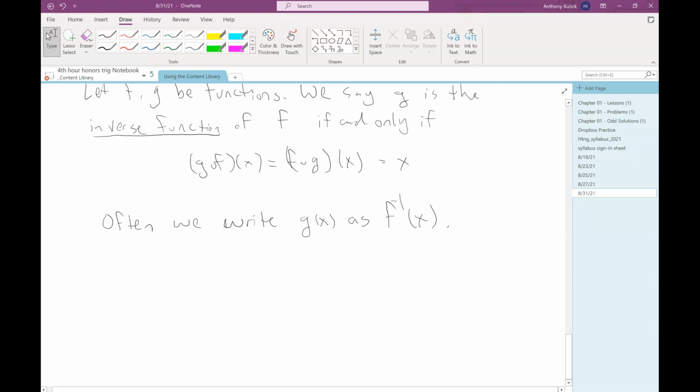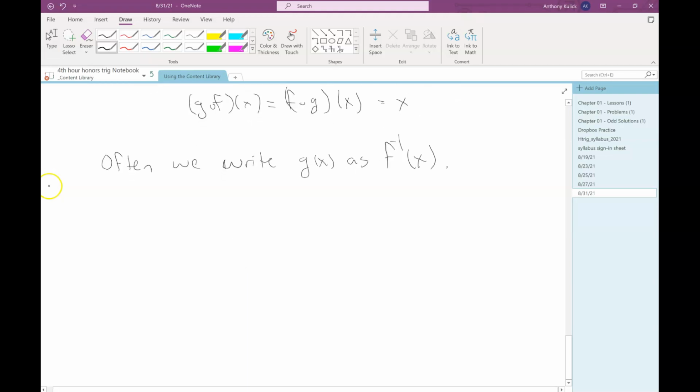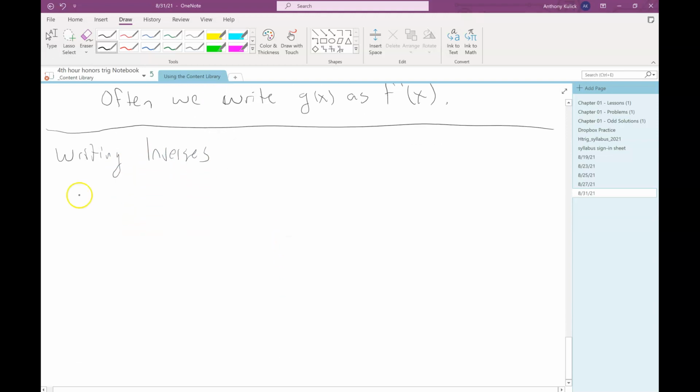So let's talk about writing some inverses. Sound good? Okay. So let's say we have a mapping diagram.